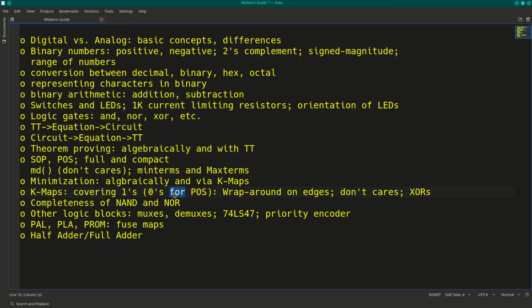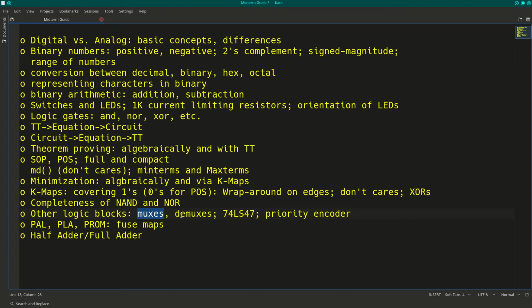Wrap around on the edges, take advantage of don't cares, and if you have a checkerboard, play around with some exclusive ORs and see if that'll give you the expression that you're looking for. Otherwise, if you've got checkerboards, you're just going to get really big expressions for each 1 or 0 that you cover. You should know that NANDs and NORs are complete, so you can build any logic gate out of just NANDs or out of just NORs, and we've played with that a few times.